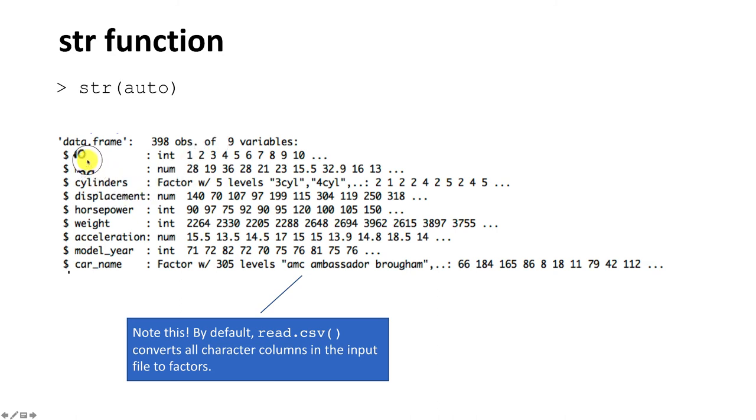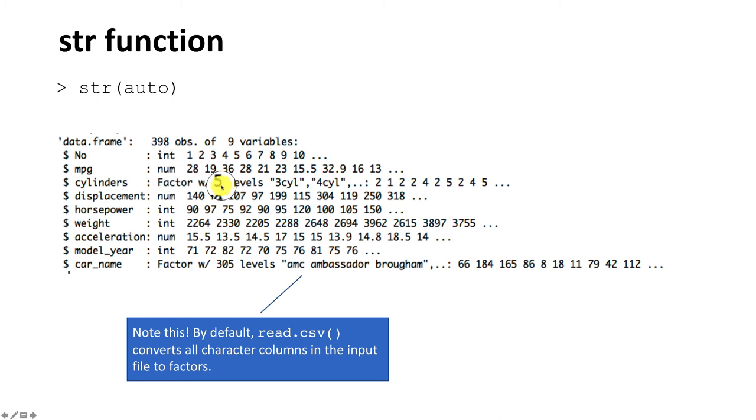The first column is called number. It's got all integer values. The second column is called MPG, and it's saying that this is numeric, not integer. Why? Because some values are fractions, like 15.5, 32.9. It's got fractional values as well as whole number values. So it's treating this column as numeric, which means a general number, not just an integer. If all the values are pure integers, then it'll treat them as integers.